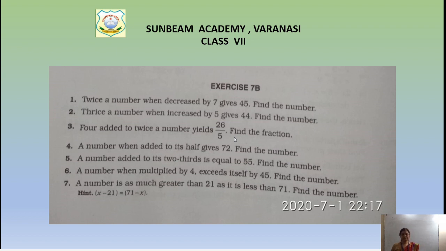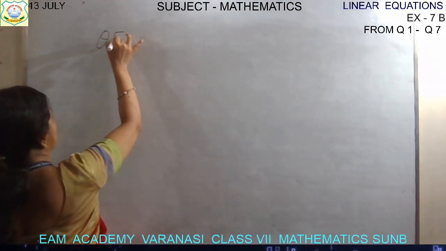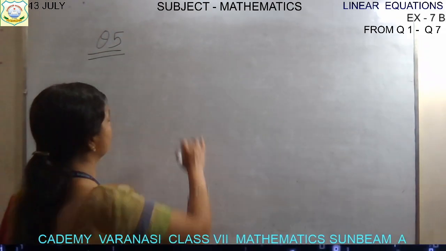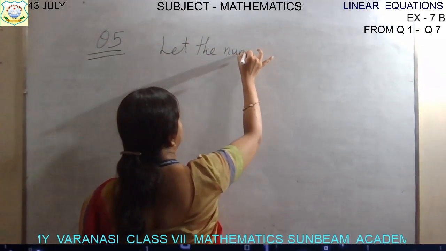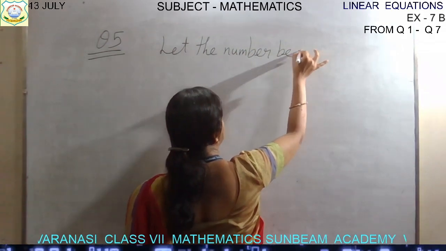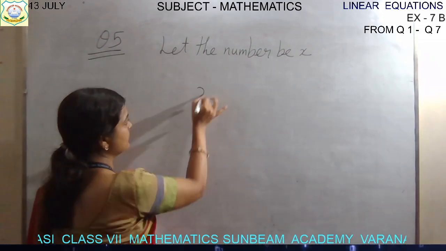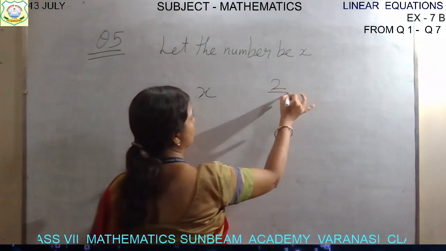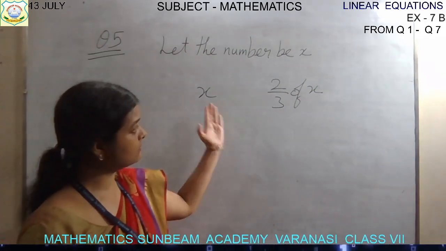What is that variable? Let's see the board. Question number 5. A number, let the number be x. Let the number be x. If the number is x, what will be its 2/3? 2/3 of x. Isn't it? This will be the 2/3 of this number.